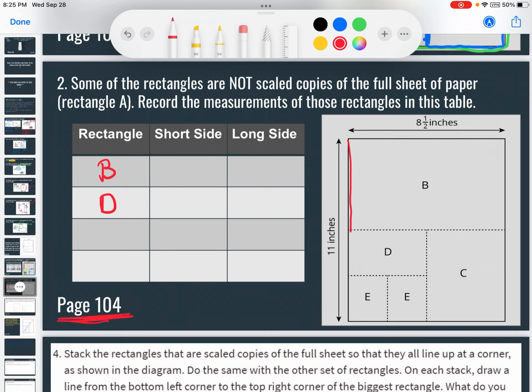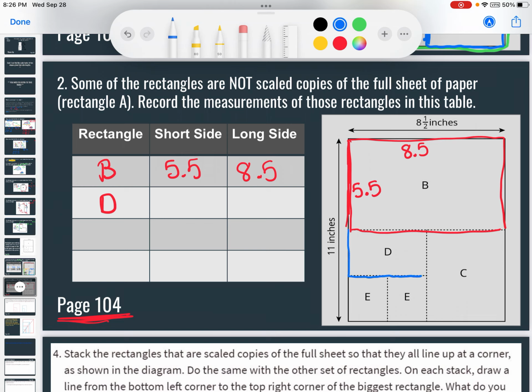And when we do rectangle B here again, remember if you're looking at rectangle B, the short side is still 8.5 and the long side is 5.5. But now my long side and my short side flip, right? So my short side, the shorter side, is actually over here now. So 5.5. My long side is 8.5. 8.5 is bigger than 5.5.